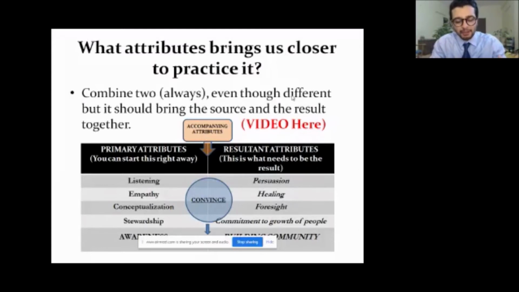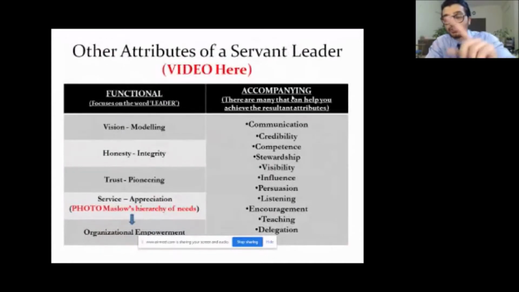See, when we are born, we all come with certain sets of skills. Some way or the other, there is going to be one thing out of these accompanying attributes that you are really holding a forte of. Either you are really good at communication, or really good at making others feel that you have a credible position, or you have credibility while you talk. The other is competence. The fourth is stewardship. Fifth is visibility. Sixth is influence. Seventh is persuasion. The others are listening, encouragement, teaching, and delegation.